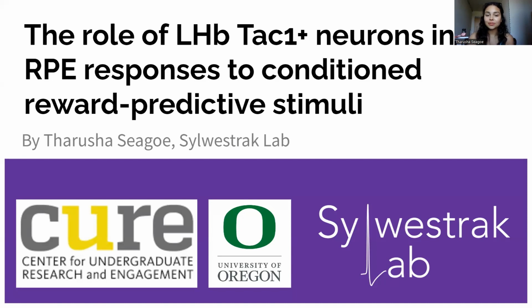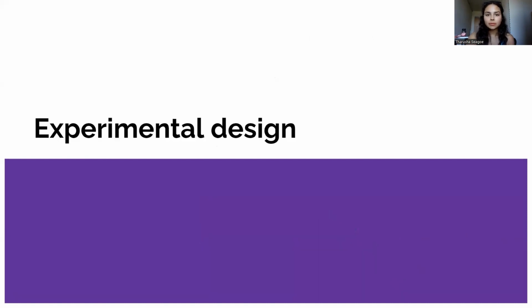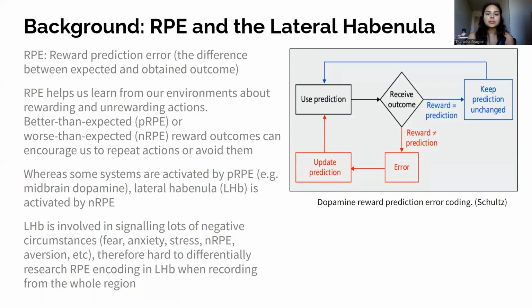And the project I was able to do through the Sylwestrak lab is called The Role of Lateral Habenula Tac1 Neurons in Reward Prediction Error, or RPE, Responses to Conditioned Reward Predictive Stimuli. So I'll talk a little bit about the experimental design process. That was one of my favorite parts. So just a bit of background about what RPE is and the lateral habenula.